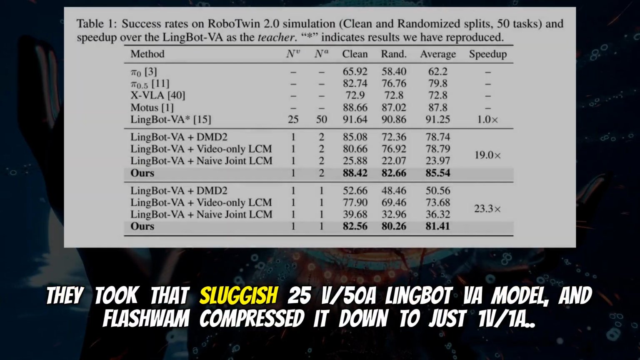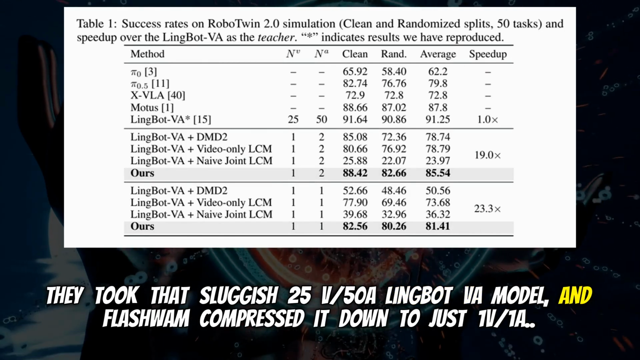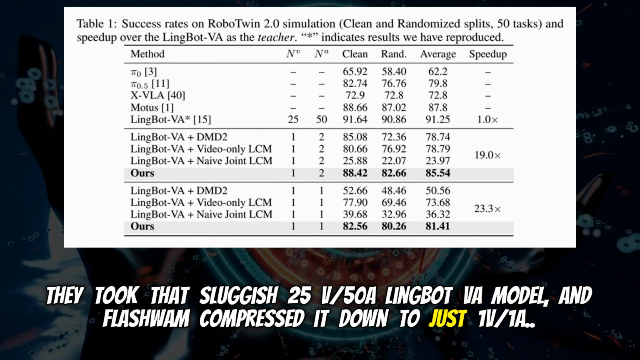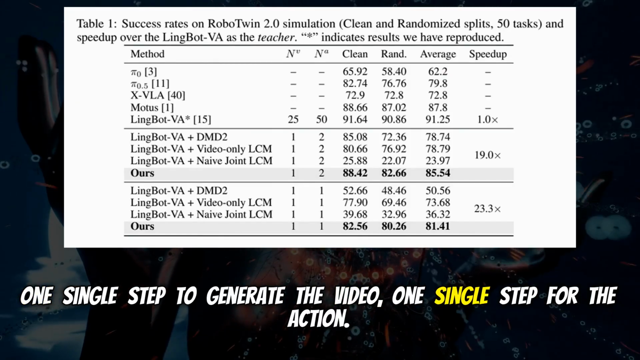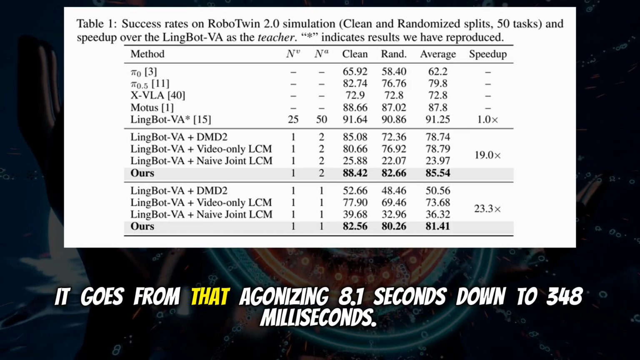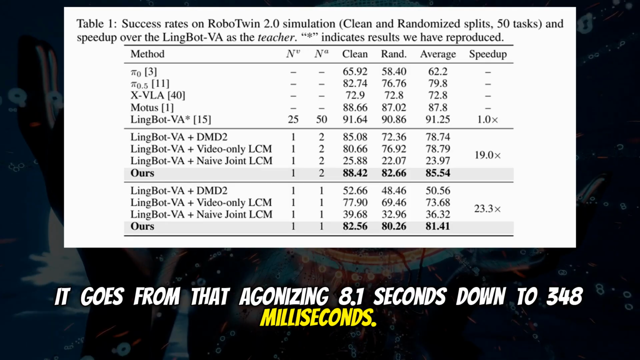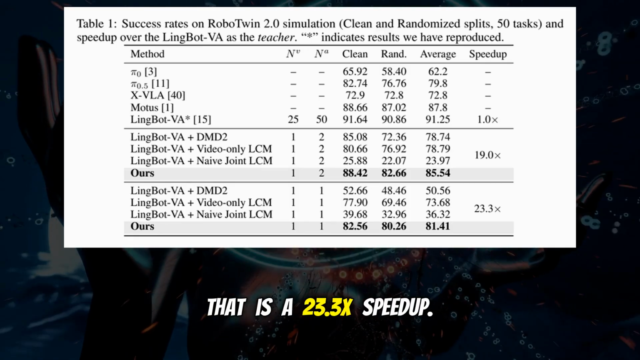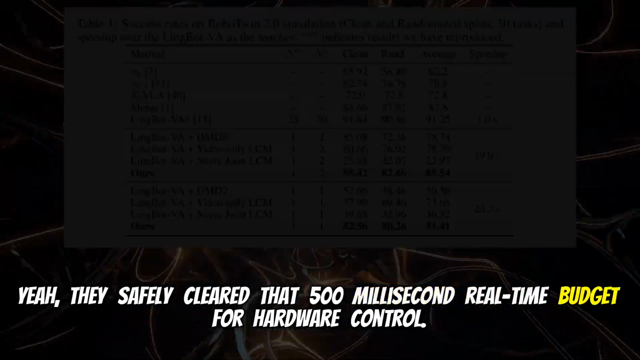They took that sluggish 25v50A Lingbot VA model and Flash-WAM compressed it down to just 1v1A. One step. One single step to generate the video, one single step for the action. And the latency drop is just staggering. It goes from that agonizing 8.1 seconds down to 348 milliseconds. That is a 23.3x speedup. Yeah, they safely cleared that 500 millisecond real-time budget for hardware control.